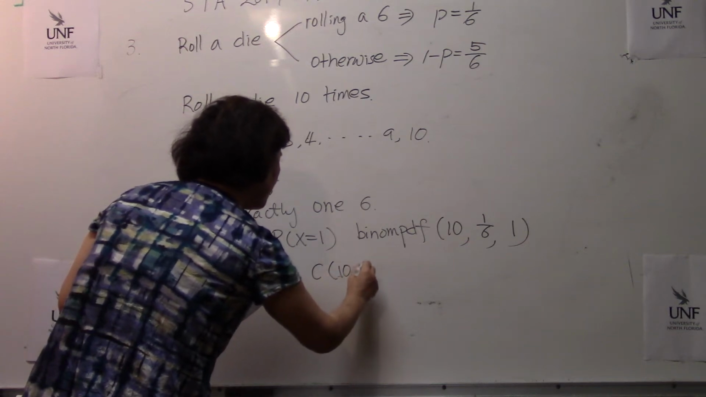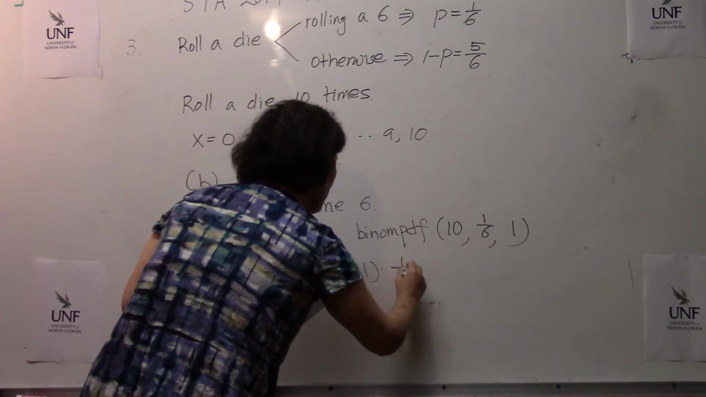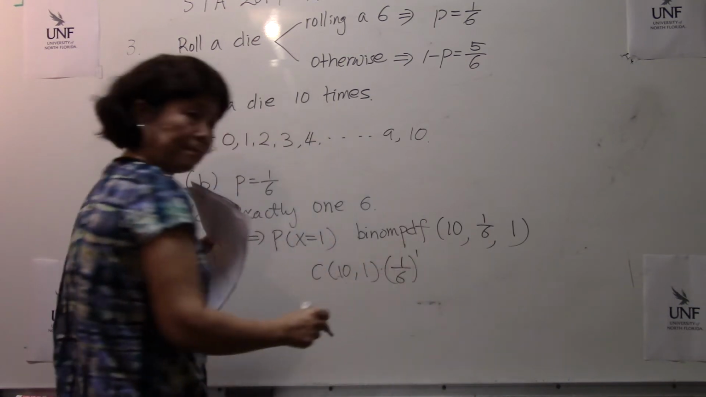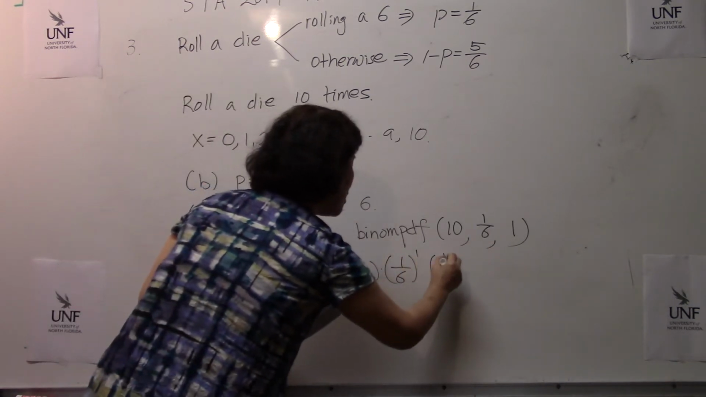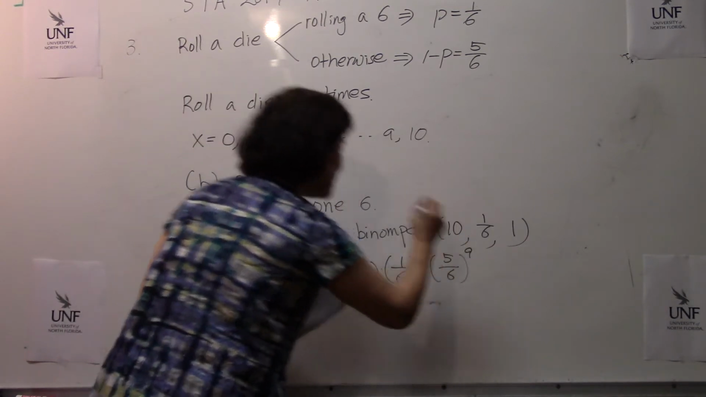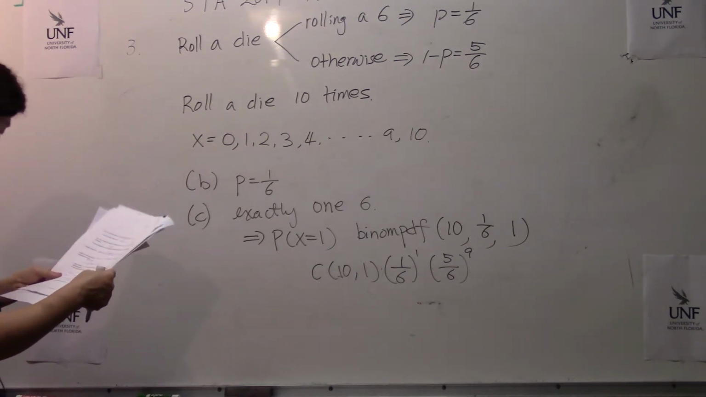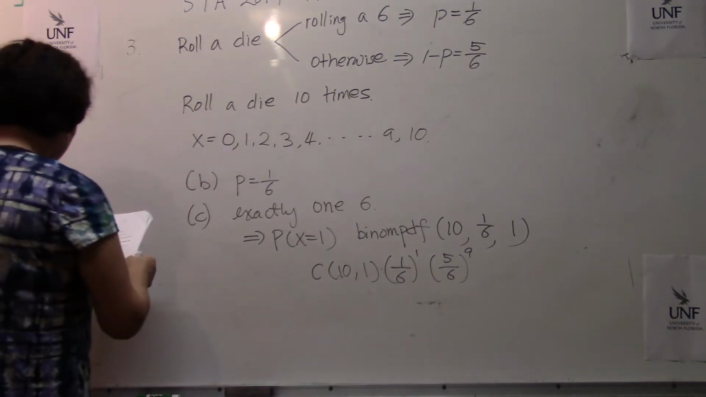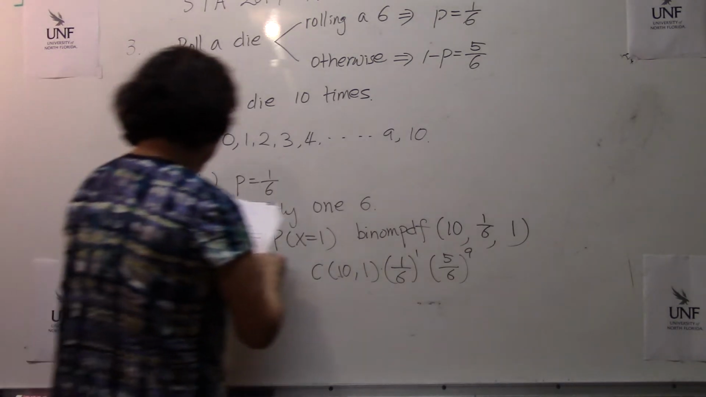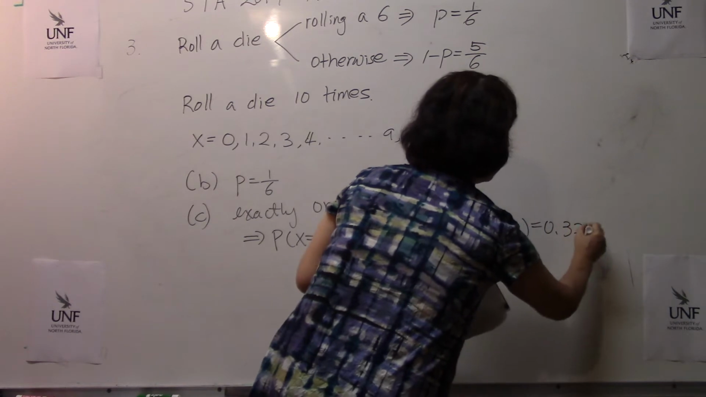10 choose 1, times success 1/6 just one time, and that means what? Failure probability is 5/6. That one occurs 9 times. So this is how you can set up. So once you compute, it's going to be 0.323.